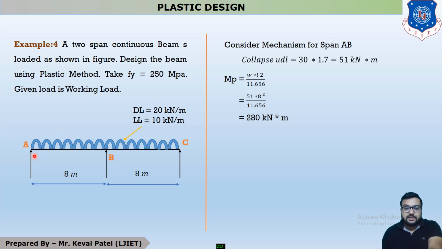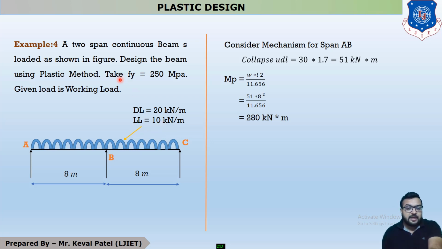So you can see that this is your two-span continuous beam which is subjected to UDL throughout the span, and the value of dead load is 20 kilonewton per meter, and the value of live load is 10 kilonewton per meter.